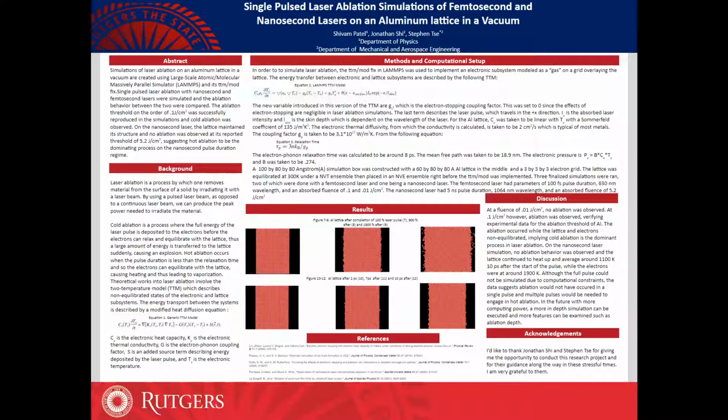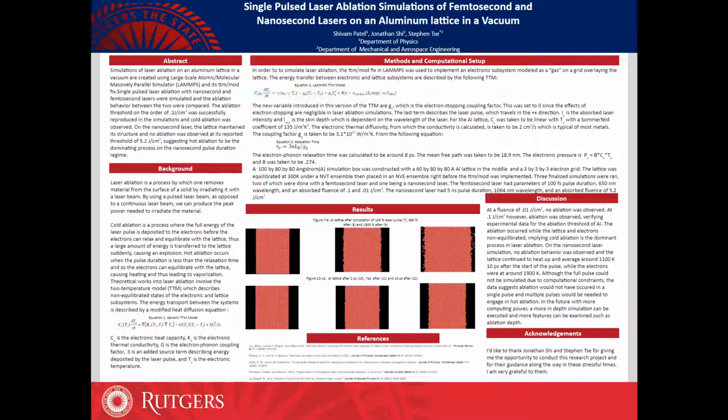Theoretical work on laser ablation involves the two-temperature model, which describes non-equilibrated states of the electronic and lattice subsystems. The energy transfer between these two subsystems is represented by equation 1, which is a modified heat diffusion equation. Here, CE is the electronic heat capacity, KE is the electronic thermal conductivity, G is the electron-phonon coupling factor, which relates to the rate at which energy is transferred between the lattice and electrons, and S is just an added source term describing any external energy source, in our case a laser pulse. TE is just the electronic temperature.